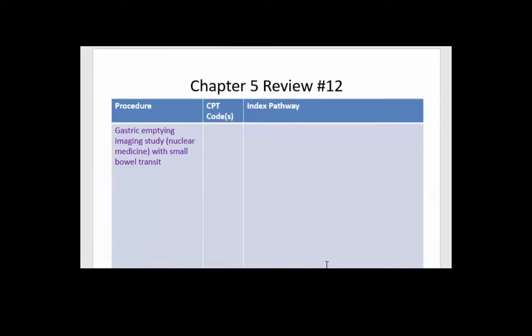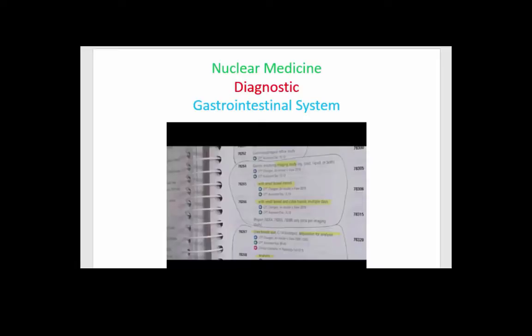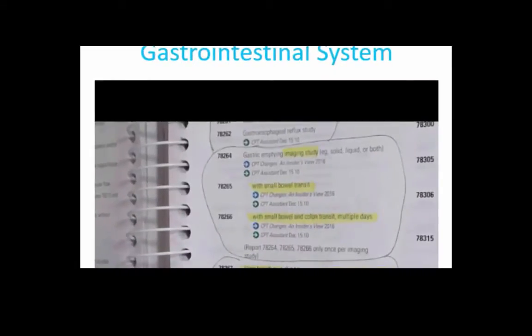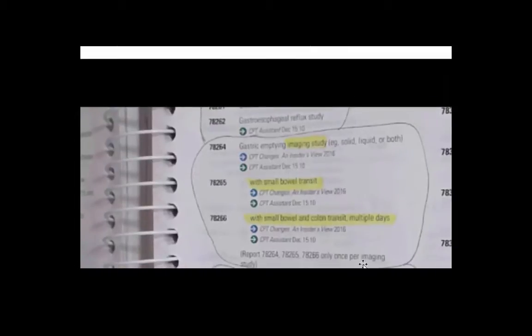Number 12, gastric emptying imaging study, also in nuclear medicine, with small bowel transit. Here's the correct code. And here it is in the code book. Let's blow it up. And you notice that one of the code descriptions says, with small bowel transit.